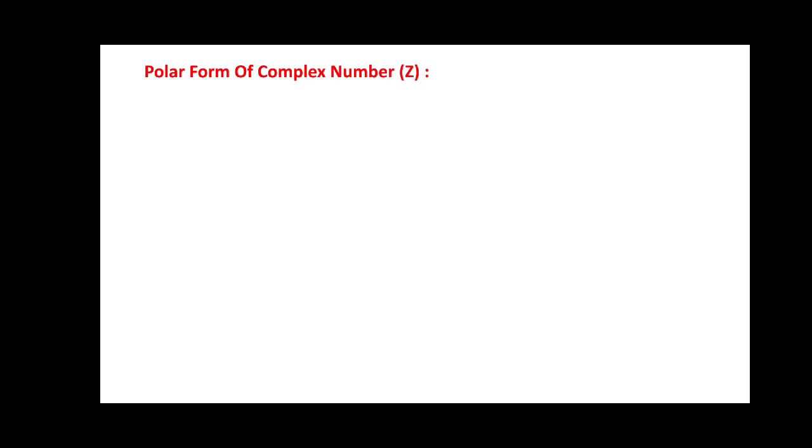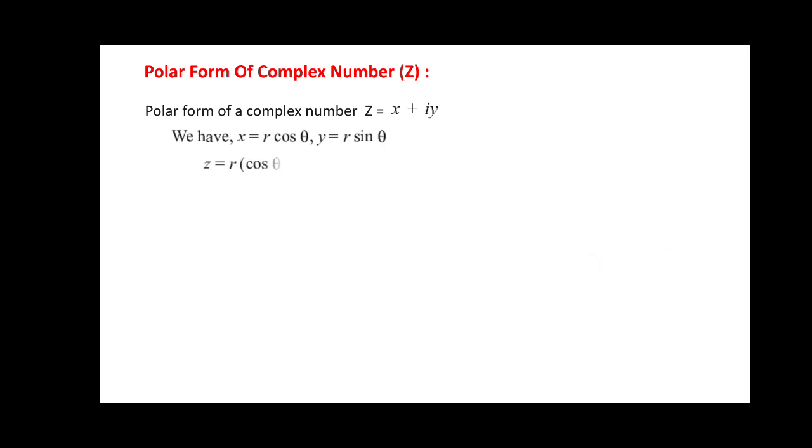Polar form of a complex number z. We will see the meaning of the polar form of a complex number. For the complex number z equal to x plus iy, we have x equal to r cos theta, y equal to r sin theta. Therefore, students, z equal to r into the bracket of cos theta plus i sin theta is said to be the polar form of the given complex number z equal to x plus iy.